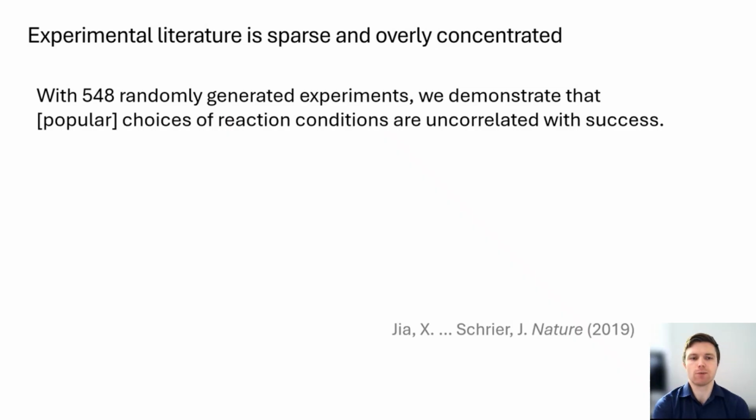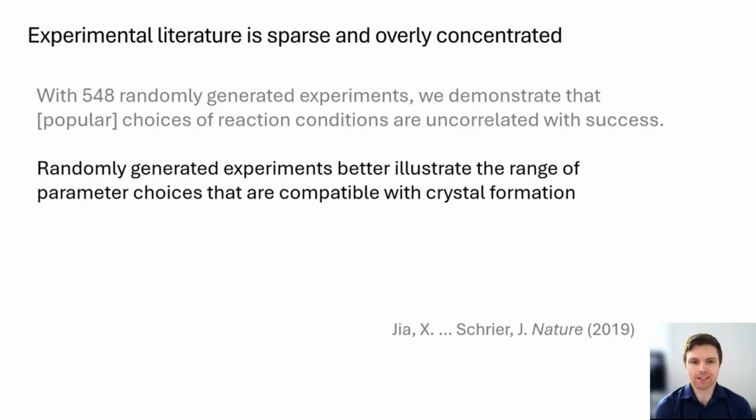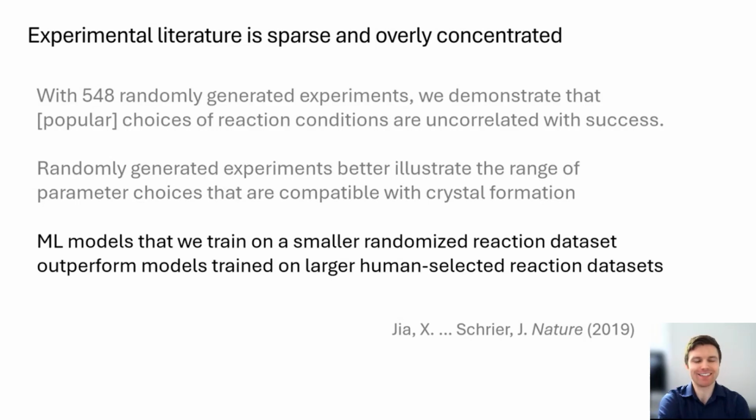Going to that second question, experimental literature is often sparse and very concentrated in certain regions. There's a study from 2019 where, for these different chemical reaction pathways and conditions, they randomly chose 500 experiments, randomly generating those parameters. And it turned out that the choices of reaction conditions were uncorrelated with success, and that the randomly generated experiments tended to better illustrate that range. To hit home, machine learning models that they trained on a very small randomized reaction data set outperformed ones trained on the entire human-selected reaction data set.